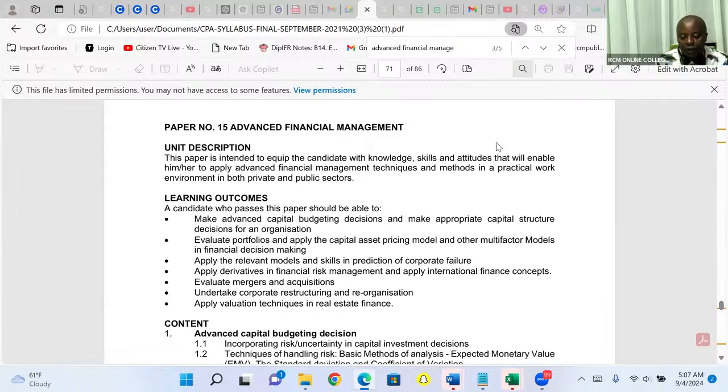This paper is intended to equip the candidate with knowledge, skills, and attitude that will enable him or her to apply advanced financial management techniques and methods in a practical work environment in both private and public sectors. Learning outcomes: a candidate who passes this paper should be able to, number 1, make advanced capital budgeting decisions and make appropriate capital structure decisions for an organization.